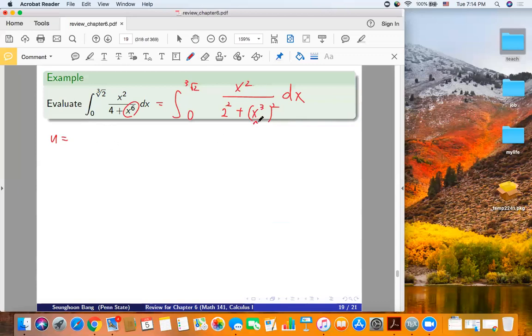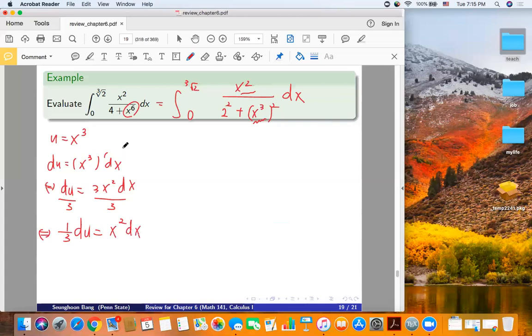u is the inner function, x cubed. So du is the derivative of x cubed, dx. That is the same as du equals 3x squared dx. So we have only the x squared term divided by 3. So we have 1/3 du equals x squared dx. So you can change it. This is the right g of x.